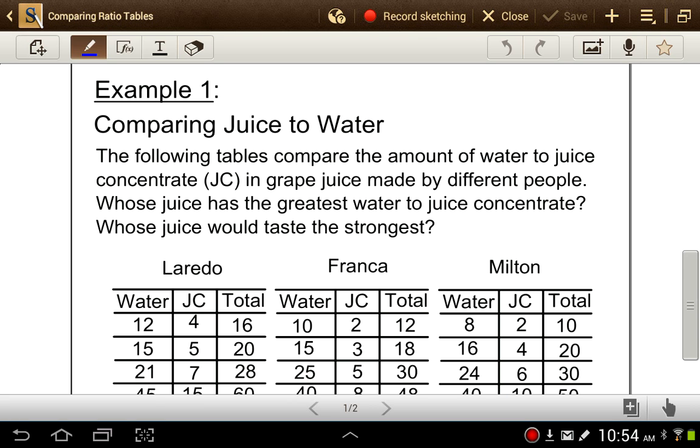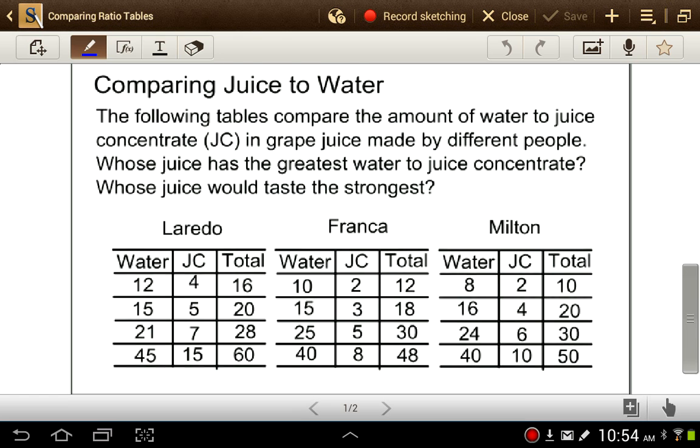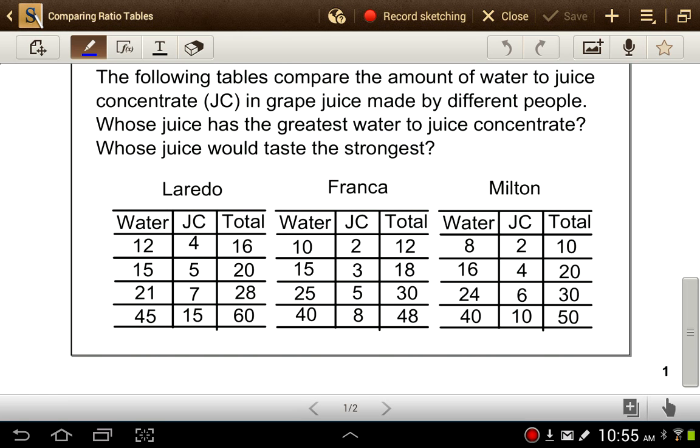Okay, so let's look at this. I'm going to give you 2 possible ways that you could compare these tables. One of them is looking at them and finding some comparisons, and the second way is doing a little bit of math to find the answers. You are allowed to use calculators, so that would help in that process. Okay, I'm going to slide down. If you need to pause to finish writing that, go ahead. I'll slide down so we can see them. Okay, we have Laredo, Franca, and Milton.